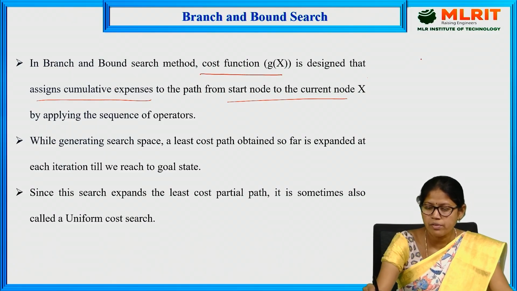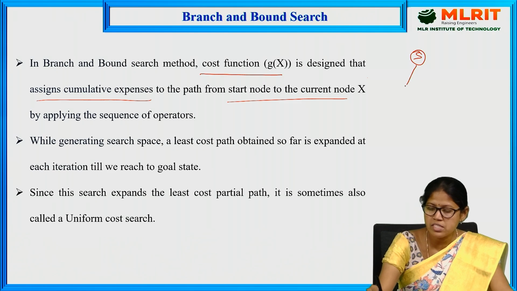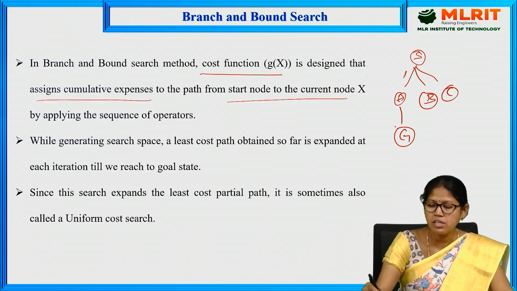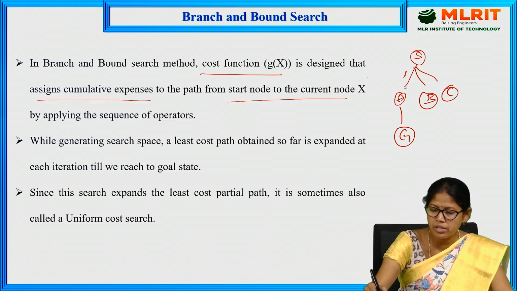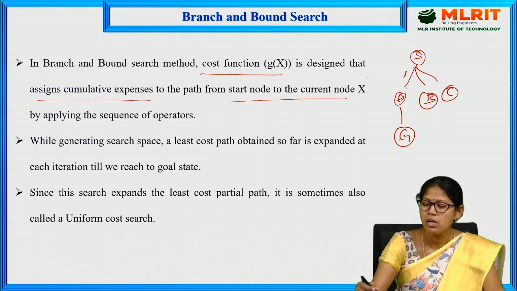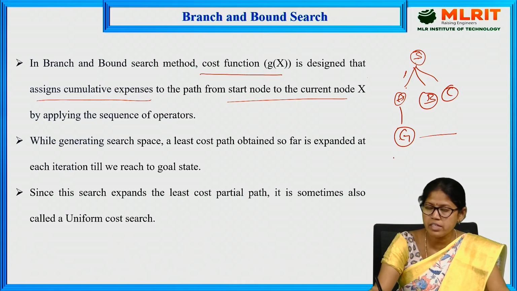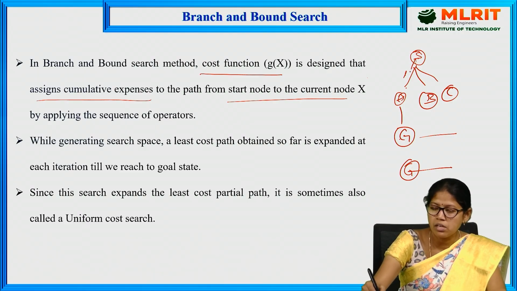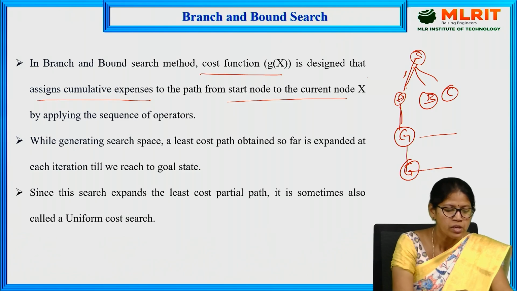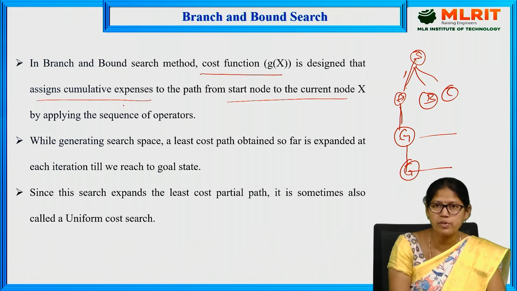So it will start from the start node, the root node. For example, there are values A, B, C, then G, and it will be calculated as S to A to G, the cumulative value from the start node to the current node. Towards that, it will repeat the same procedure. For example, if there is another level, and at last here is the goal node, then it will carry the cumulative cost function from the start node to the goal node. That is how the cumulative cost function will be carried.